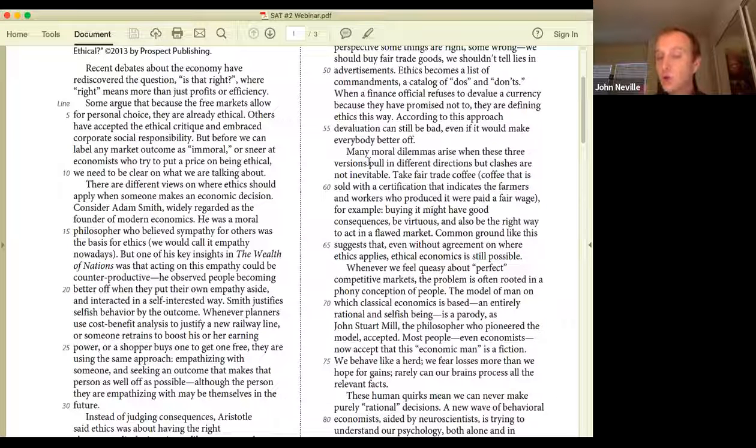Without looking at the answers, it's ideal to look at it and say, okay, what word that I know the meaning of can I put here instead, and will the sentence make sense? So I would put, say, "disagreements," right? "Many moral dilemmas arise when these three versions pull in different directions, but disagreements are not inevitable."